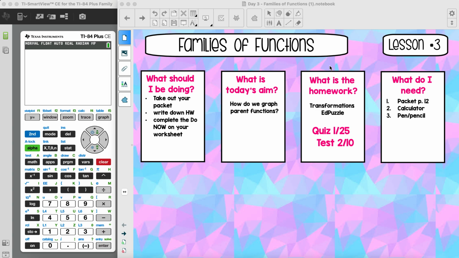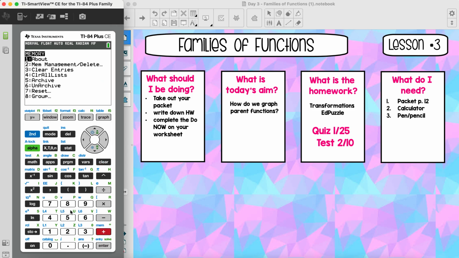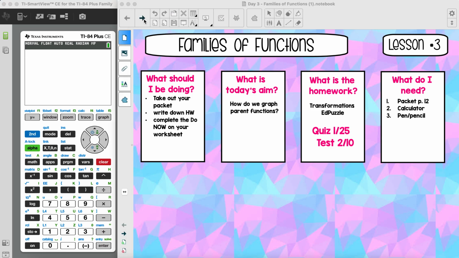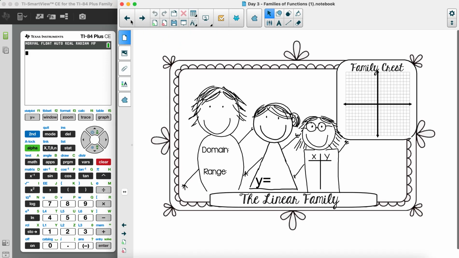Okay, everybody. So what we're going to learn today is our family of functions. I have my calculator ready. I'm doing second mem 712, just again to clear it out because we're going to do a lot of different things on it. And you have all this information. Okay. So, I went too far.